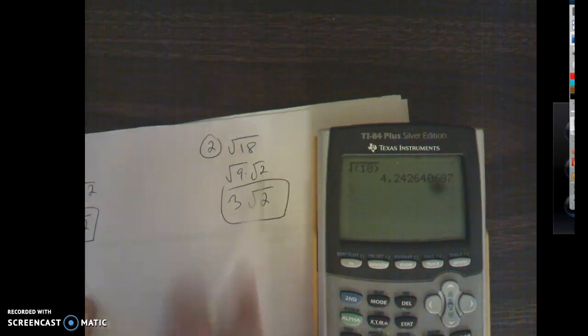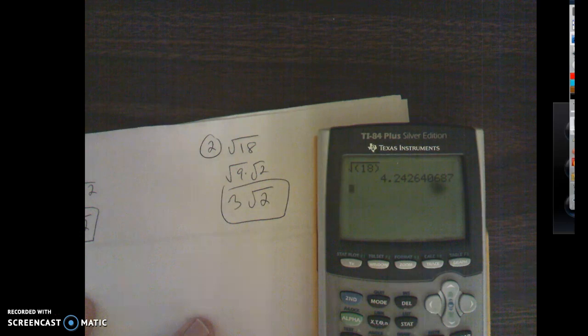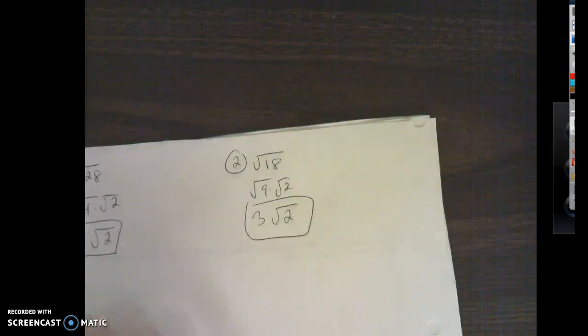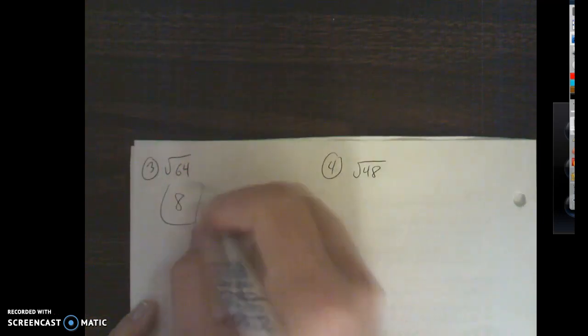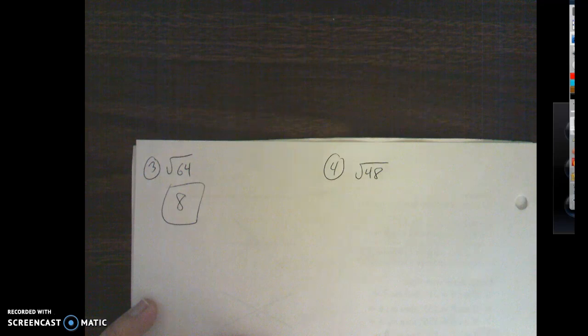Oops. Okay, so that's 4.24. But then my final answer was 3 root 2. See how it's the same thing? I know I'm right. Okay, it's a good, quick, easy self-check. Number 3, square root of 64. 8. Done. Okay, it's a perfect square.